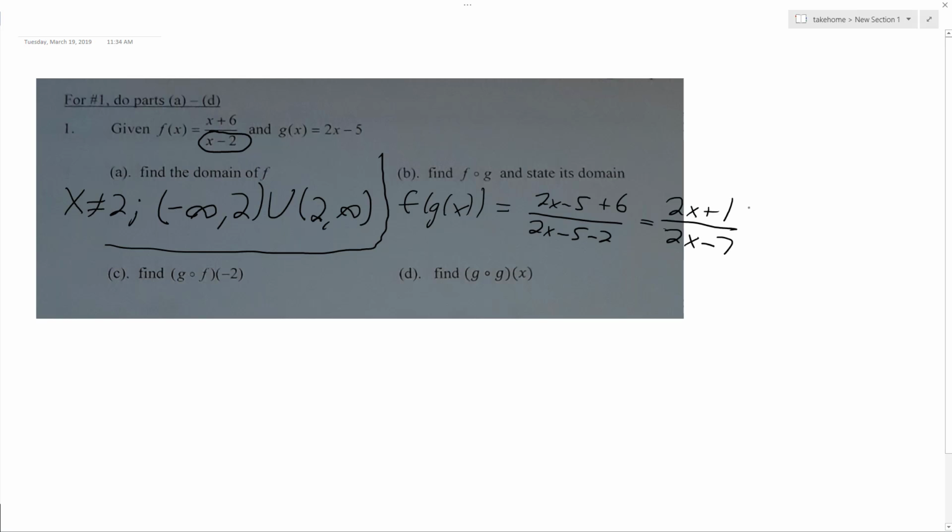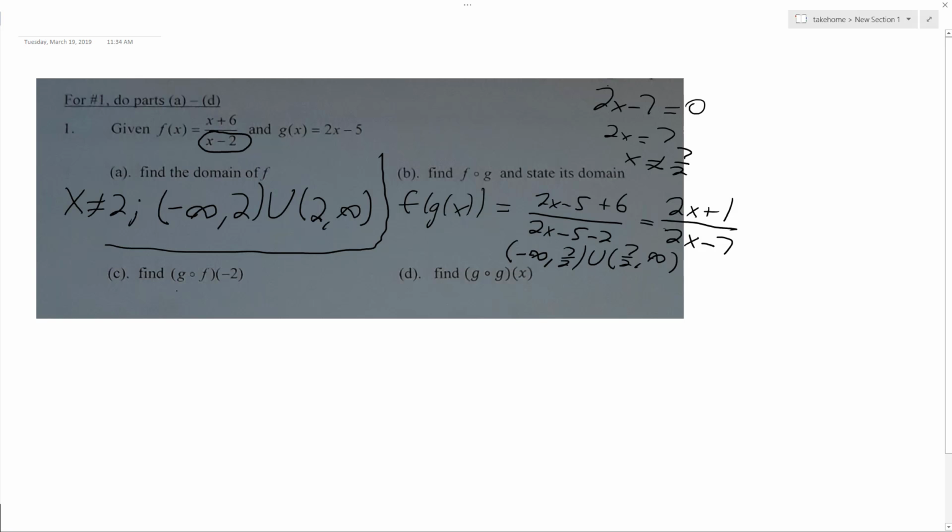And the domain in this instance is going to be, we cannot have the denominator equal to 0, so where does 2x minus 7 equal 0? 2x equals 7, so x cannot equal 7 over 2. So our domain in this instance is going to be negative infinity to 7/2 in unison with 7/2 to infinity. That's it for that part.